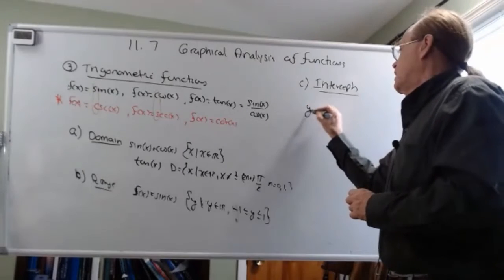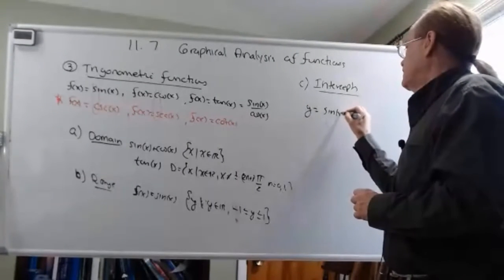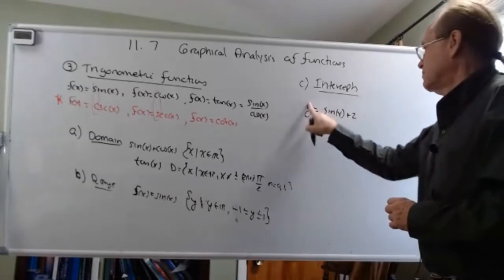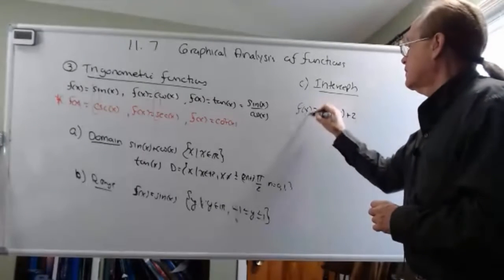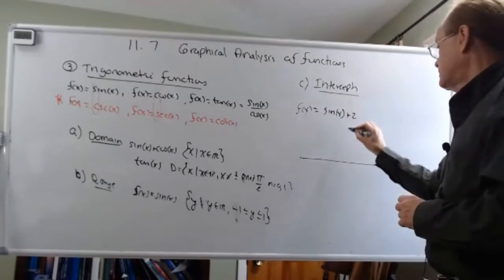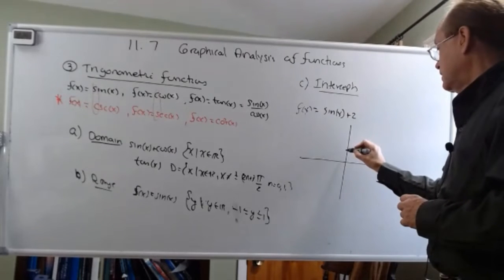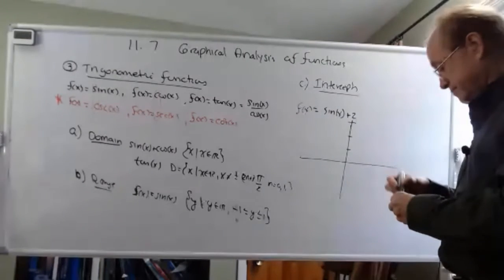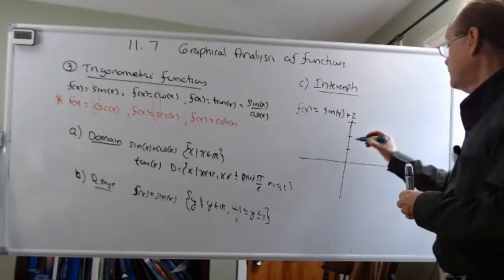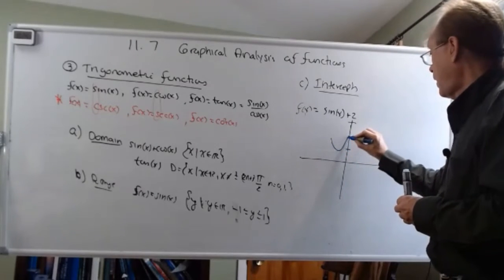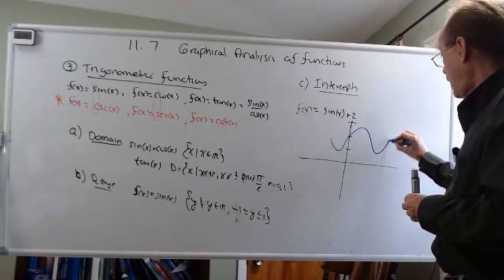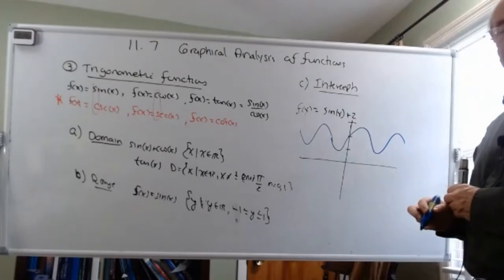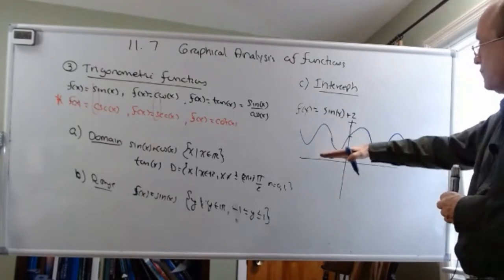So for example, say I had y is equal to sine of x plus 2. Well, what would the graph of that look like? I'll put it as f of x. Well, the graph would look something like this. And here's my 1, 2, and 3. Notice I don't have any x-intercepts. The offset pulled it out.